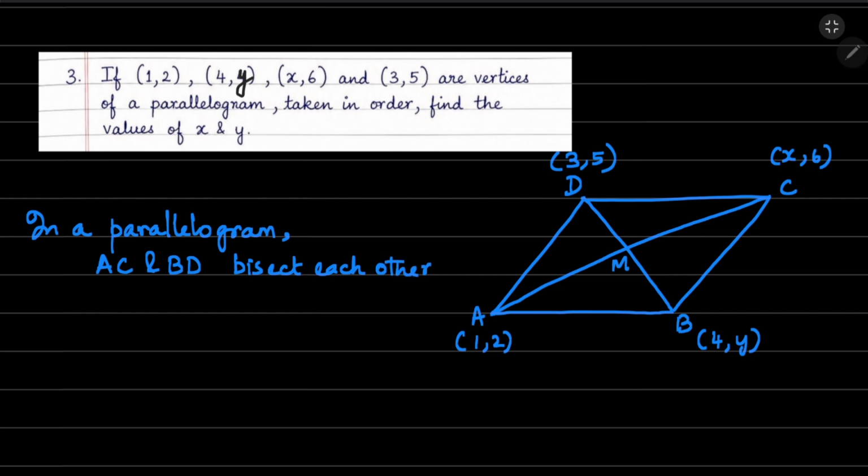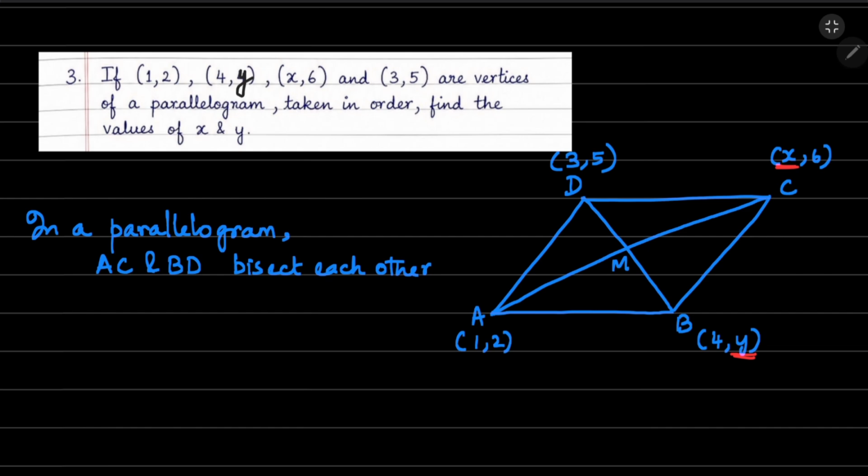Right? What do you mean by bisect each other? Here, they are dividing it into equal parts. Right? AC is divided so that AM is equal to MC, and BD is divided so that DM is equal to MB. So these two are equally divided and they share the same midpoint. That means AC and BD have a common midpoint. That is your M. Okay, so we can use the midpoint formula in order to find out your x and y. These are your two unknowns.